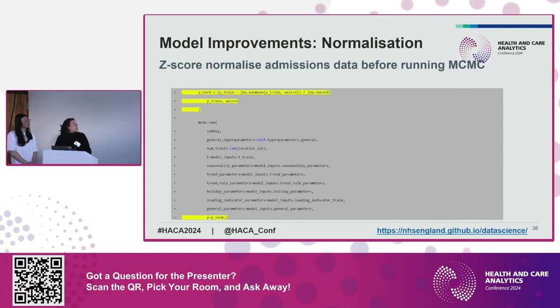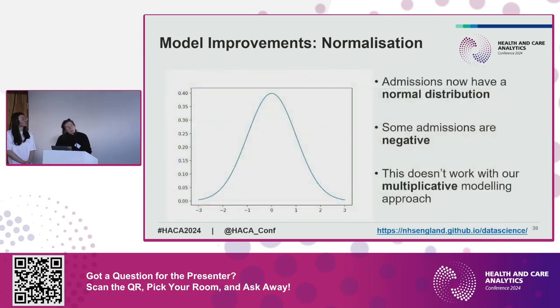One of the first methods we tried was Z-score normalisation. There are lots of different types of normalisation, but we found this didn't work. What Z-score normalisation does is it means that the admissions now have a normal distribution centered on 0. And what that means is half your values are negative. And the negative values did not work with our multiplicative modeling approach. Our model works by, if you think there's going to be an increase in admissions, you would multiply by a largish number, but if you multiply a negative number by a large number, it gets more negative. And so the negative Z-score normalisation didn't work for us.